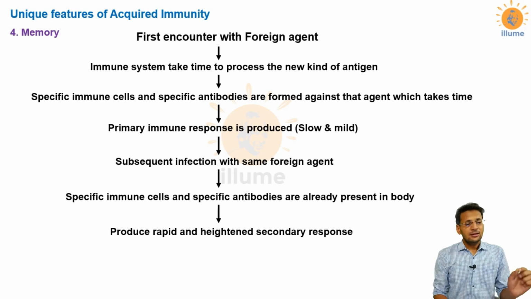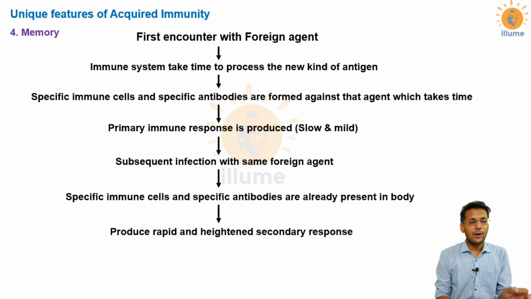Now the immune response which is produced is called the primary immune response, which is slow and mild. In any subsequent infection with the same foreign agent, your body is already prepared with all those specific immune cells and specific antibodies and would produce a really heightened and rapid response against that pathogen, which is called the secondary response. So that's how the memory of your immune system works. I'll be discussing it in detail when I discuss cell mediated and humoral immunity in our upcoming videos.